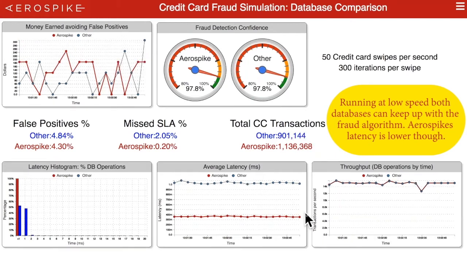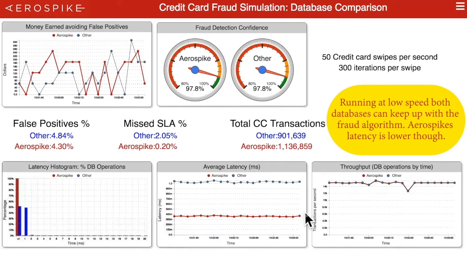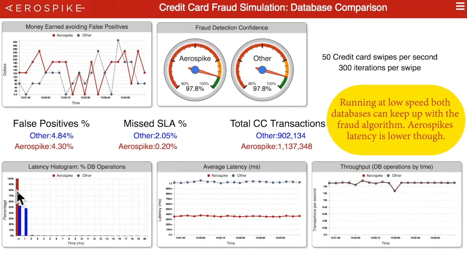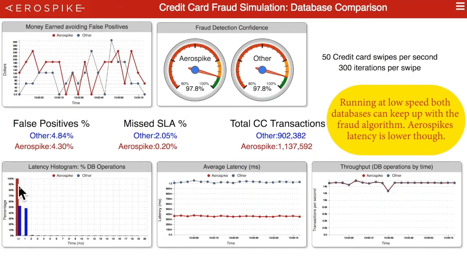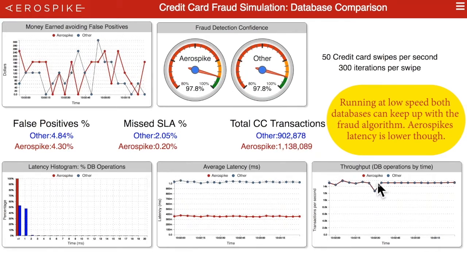Service level agreements typically measure a credit card transaction from start to end, and we have that set at 50 milliseconds. Across the bottom, we're seeing a latency histogram percentage, where Aerospike is in red and the other is in blue, and we can see that 100% of the Aerospike database transactions are completing in less than a millisecond. As opposed to the other, where half of them are completing in less than a millisecond, and the other half are completing in more than a millisecond.